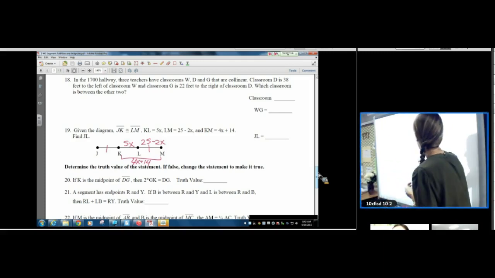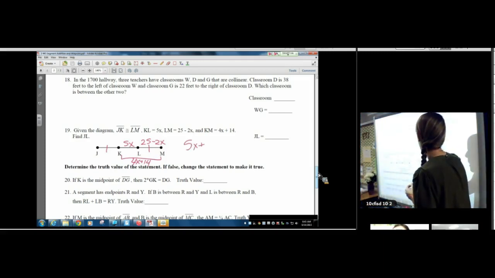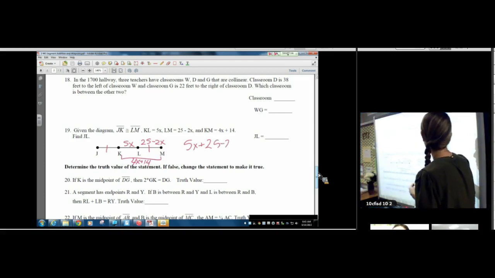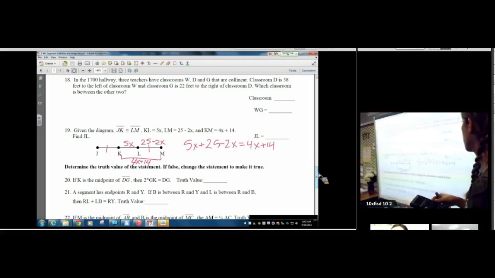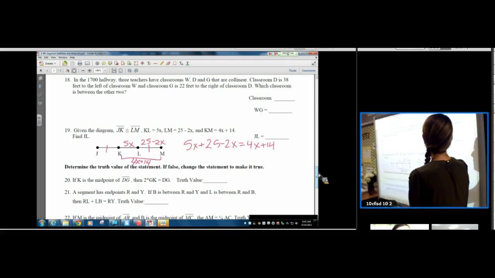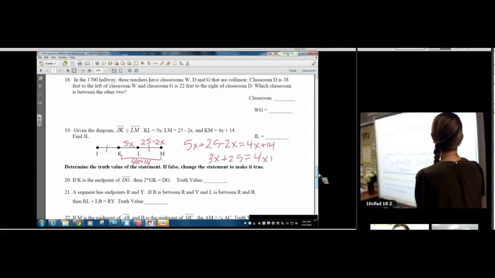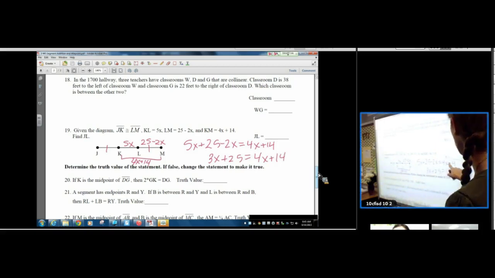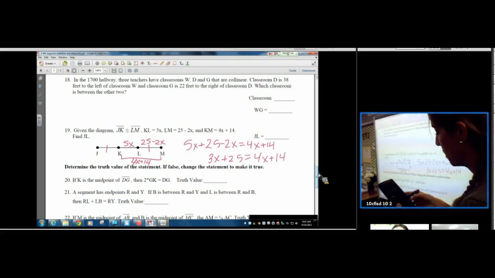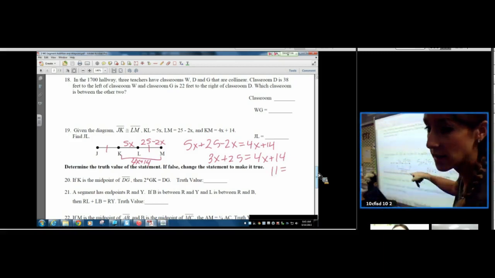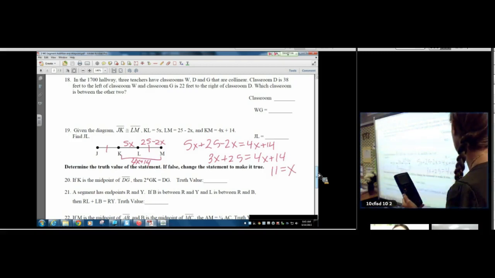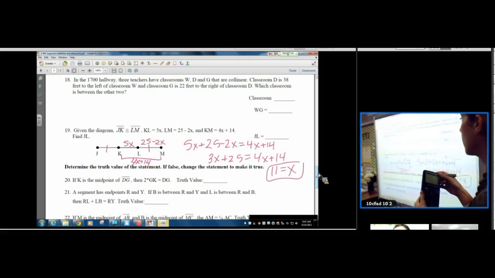You don't even know what you're going to do with x, but find x first every time. So I've got a classic part plus part equals whole problem on my hands. Part plus part equals whole. I'm going to combine like terms. 5x minus 2x is 3x. I'm going to move the 3 over and the 14 over at the same time. So 25 minus 14 is 11, and 4 minus 3 is just 1. So x is 11.